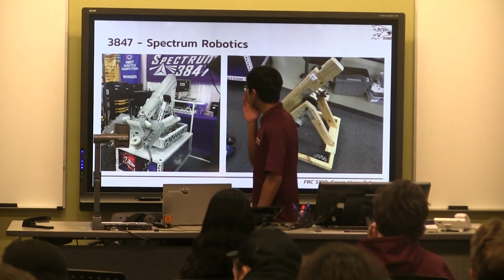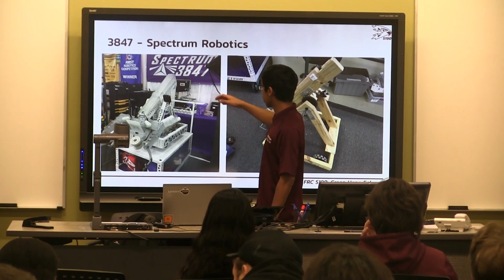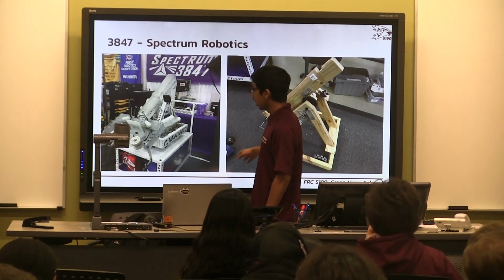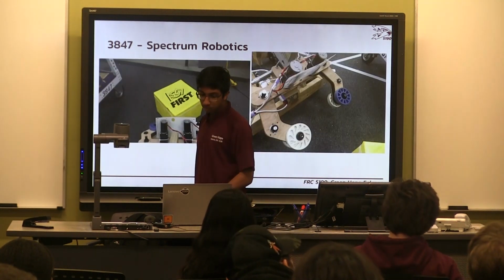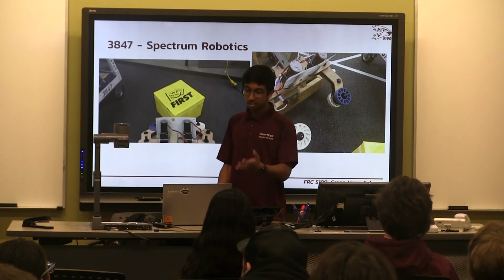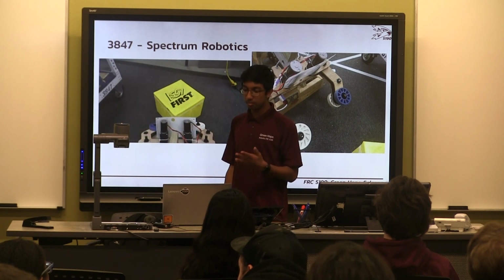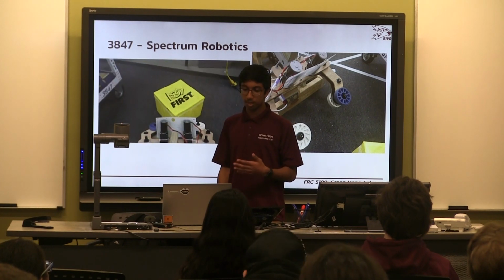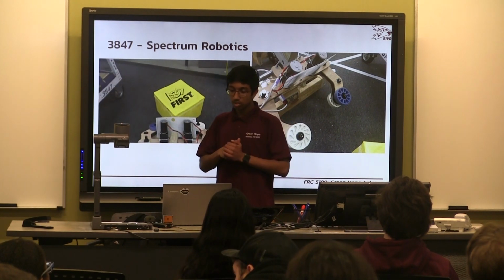You can see here they decided to go with an arm instead of an elevator, and their intake was angled while picking up cubes. So they had to build their intake like that and make sure it had enough power to pick up a cube at that angle.